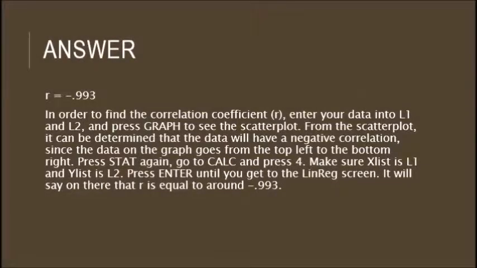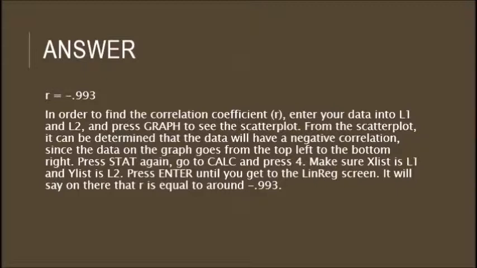So here's the answer. R equals -0.993. In order to find the correlation coefficient, which is R, enter your data into L1 and L2 and press graph to see the scatter plot. From the scatter plot, it can be determined that the data will have a negative correlation since the data on the graph comes from the top left to the bottom right.